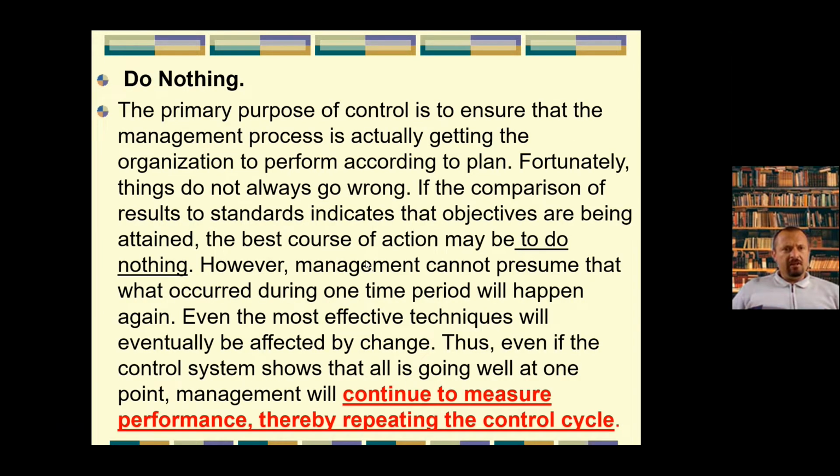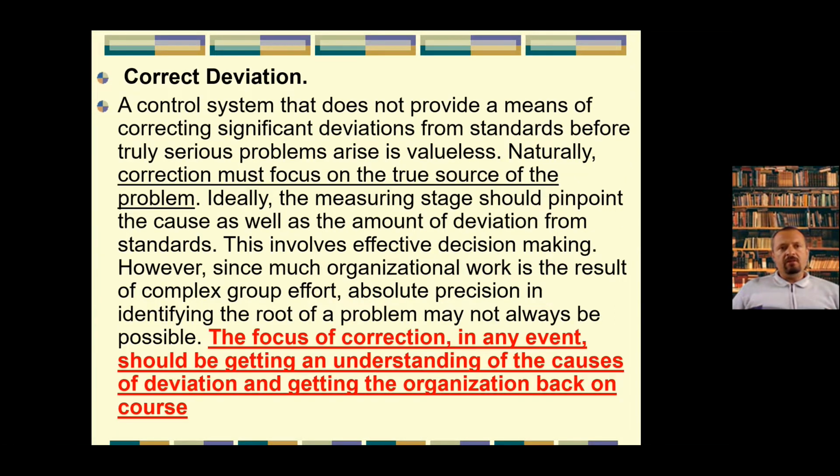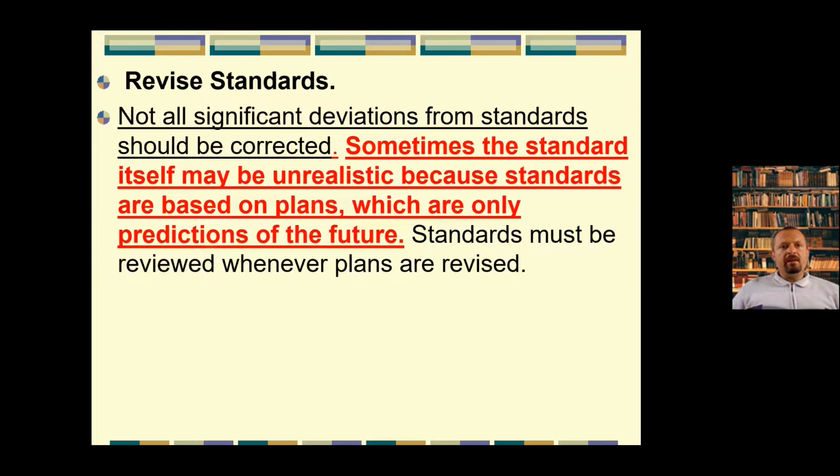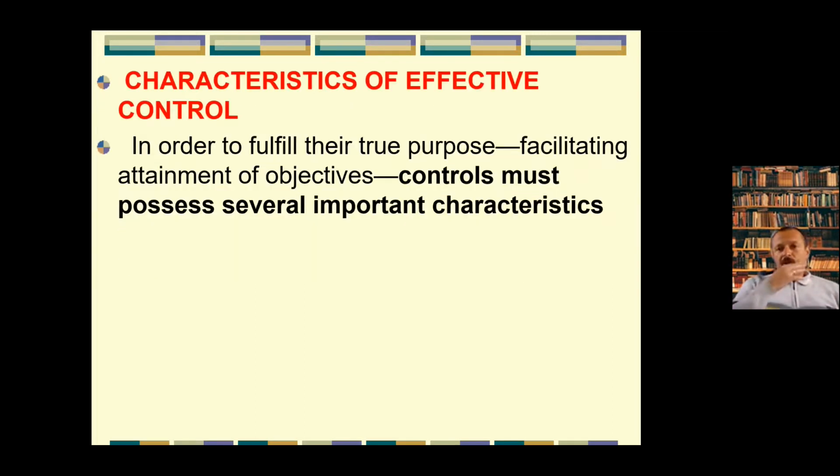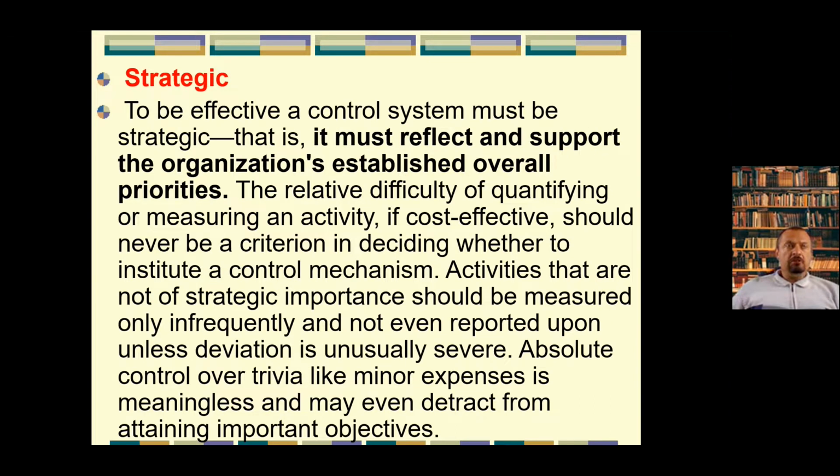Okay, generally I explained these actions with the help of the picture. We can do nothing, we can correct deviation, or we can revise standards. And to be effective, the controlling process must have the following characteristics. It must be strategic. It must support the strategy, the mission statement of the company.